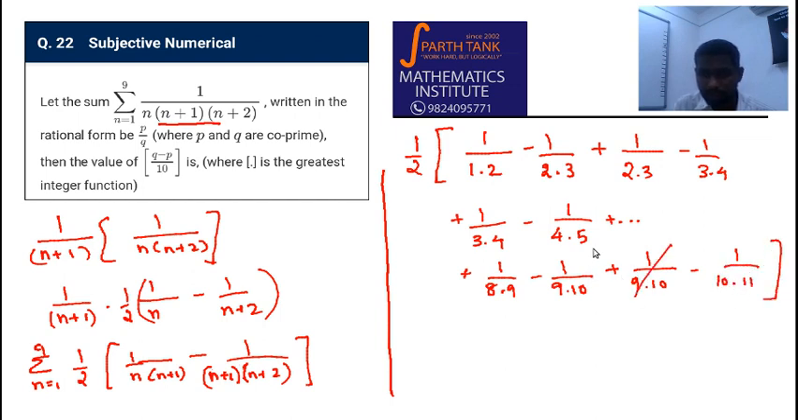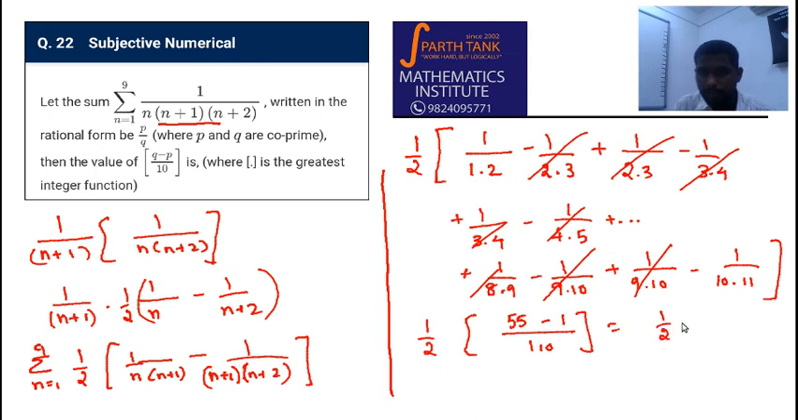So you see, all the internal terms would cancel each other. The consecutive terms will cancel each other, only the first and the last terms remain. This is a very important technique for such summation problems. So 1 by 2 of, this is 1 by 2 and this is 1 by 110. So the LCM is 110: 55 minus 1, or 1 by 2 times 54 by 110, which is 27 by 110.